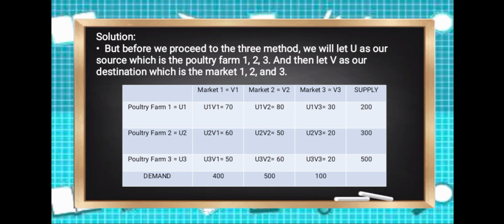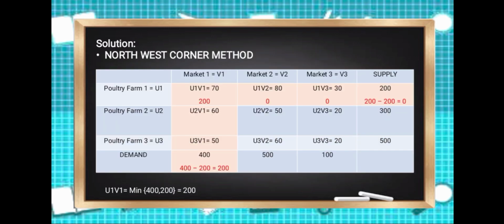But before we proceed, we will let U be our source, which is poultry farm 1, 2, and 3, and let V be our destination, which is market 1, 2, and 3. And now we will proceed to the first method, which is the northwest corner method. In the northwest corner method, we start at U1, V1, the first cell in our constraints.